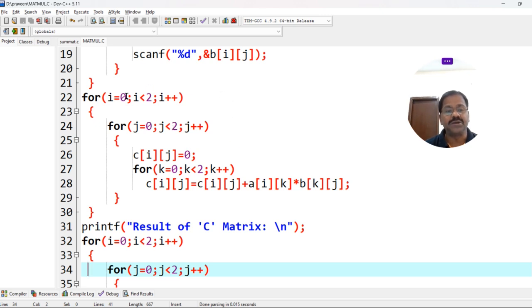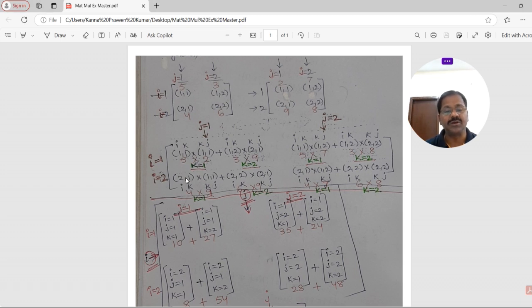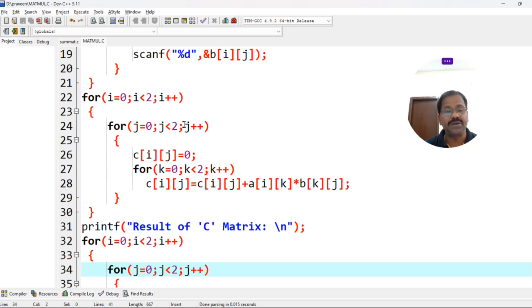Next I will be incremented as 1. At the time of I is 1, you see here I1 J0 K0, I1 J0 K1. You see here in the second iteration, that is the 1, that means second row. J is 0, first column. K will be iterated 2 times. You see here in the second row, K first iteration, K second iteration. After that J loop will be incremented.